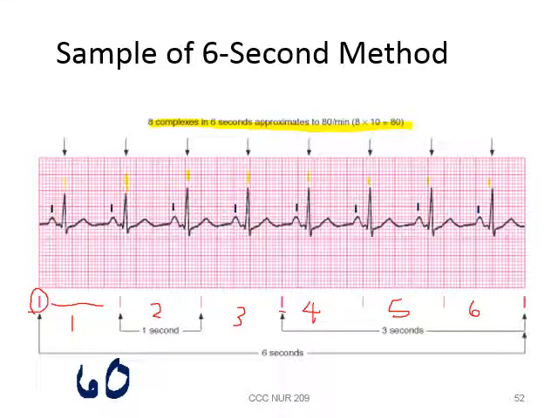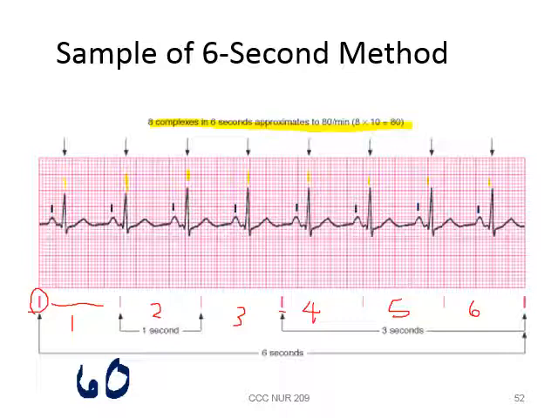Does that make sense to you? Straightforward. If you've got a 6-second strip, you're going to count the number of complexes in that 6-second strip, multiply by 10, and that will give you a rate. It's going to give an approximate rate, and that's all we really need on these strips. We don't have to have an exact rate.